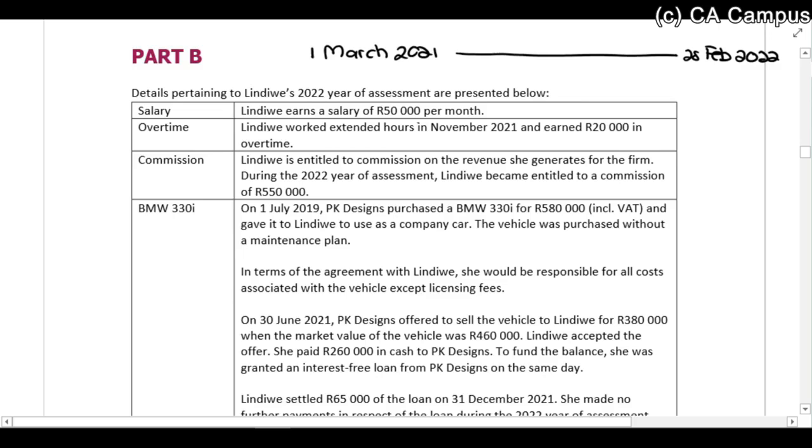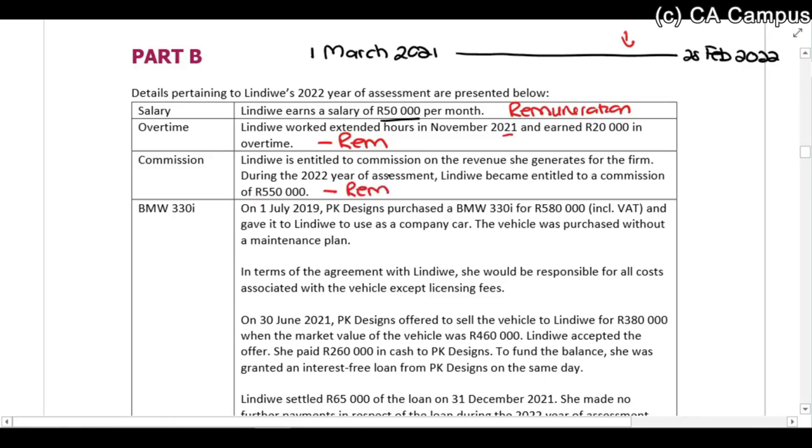So they tell you salary. She earns a salary of 50,000 rands per month. I will make the comment here that that is remuneration. I'm just going to call it REM going forward. Overtime: Lindiwe worked extended hours in November 2021. November 2021 falls in our tax year, and she earned 20,000 rands in overtime. That's also remuneration. Commission: Lindiwe is entitled to commission on the revenue she generates for the firm. During the 2022 year of assessment, Lindiwe became entitled to a commission of 550,000.